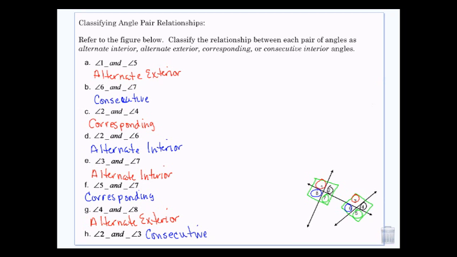For alternate interior, you look at the transversal. Let's just say I'm going to highlight the transversal red. This is the transversal, right? Alternate is on opposite sides of the transversal. So for alternate interior, you've got 7 and 3 for alternate interior to each other. And then the other pair across from each other is 2 and 6. Yeah, they make an X like that.